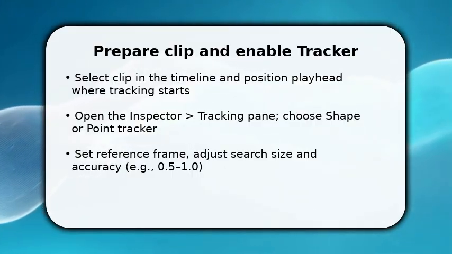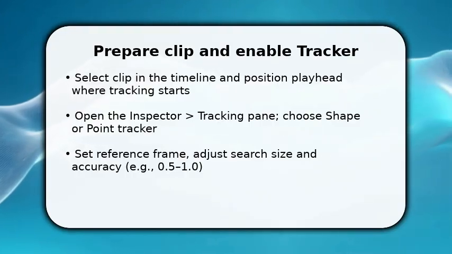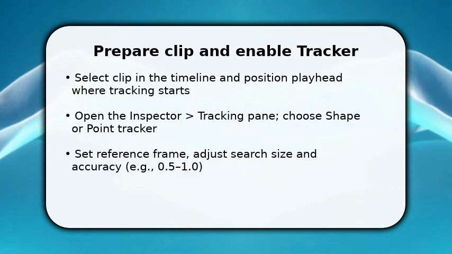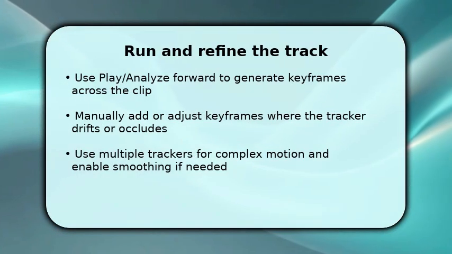Higher accuracy reduces drift but increases processing time. You want a tight reference frame and appropriate search radius, so the tracker finds reliable features instead of jumping to the background. You now run the analysis.